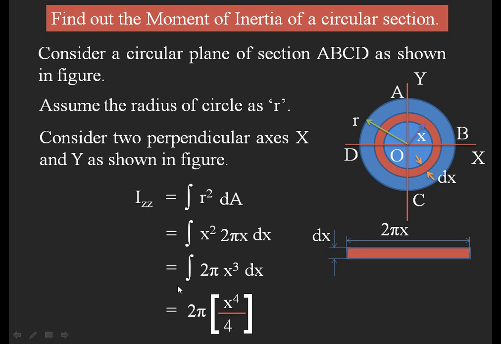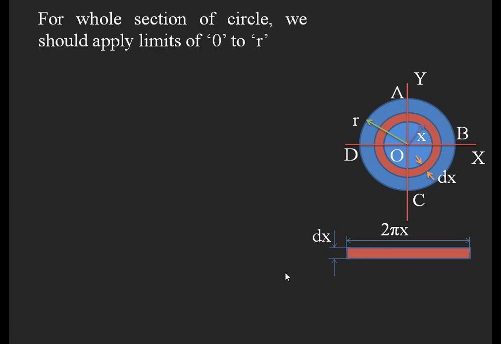When we get the integration of the whole section, we need to represent the limits also. So what are the limits? 0 to the total radius of the circle. Here we have not applied the limits for this elemental area. If you apply the limits to this elemental area, it will cover the whole section of the circle. So the next step is, we need to apply the limits for the whole section of the circle. We should apply the limit 0 to r.